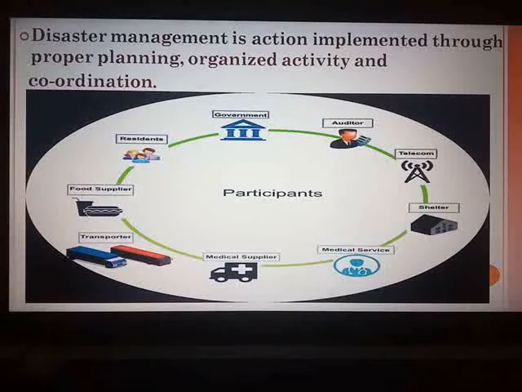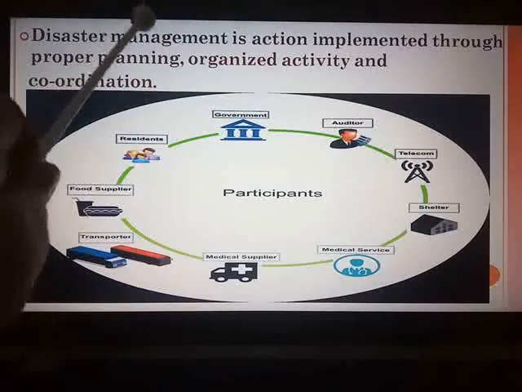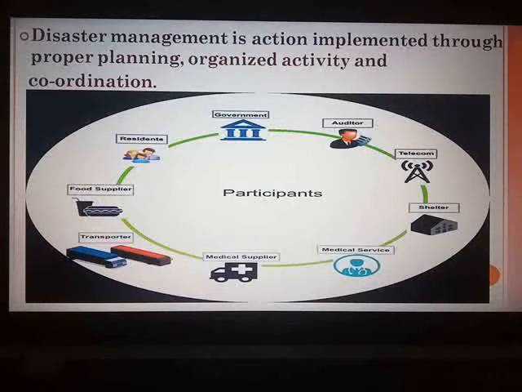Now how is this management of disaster carried out? It is the action which is implemented through proper planning, organized activity and coordination. You have heard, after a disaster occurs in any place, immediately the victims over there get help from different NGOs or government-based organizations. So do these organizations or people just randomly run and help the victims? No. These management techniques are well planned by the people who are engaged in this part.